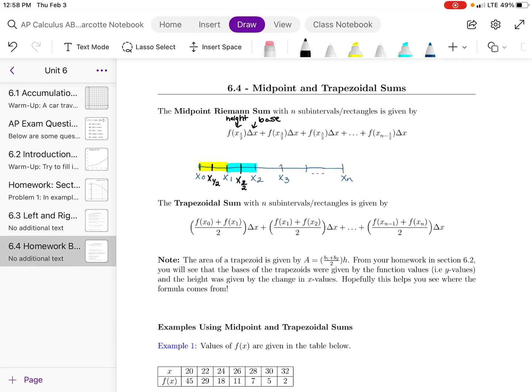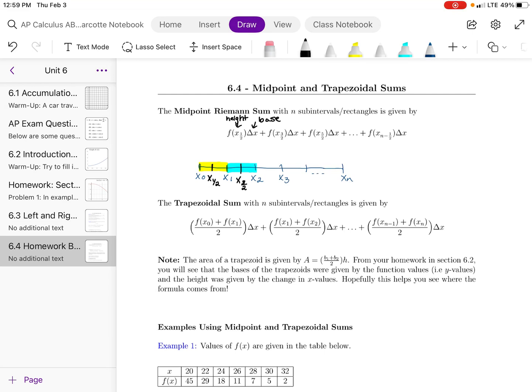Okay, now what's a little different is the trapezoidal sums. Okay, but it's not really that different. All we're doing is, just like we were adding up the areas of the rectangles for the left-hand sum, the right-hand sum, and the midpoint sum, or the left Riemann sum, right Riemann sum, or midpoint Riemann sum, now for the trapezoidal sum we're just adding up all the areas of the trapezoids.